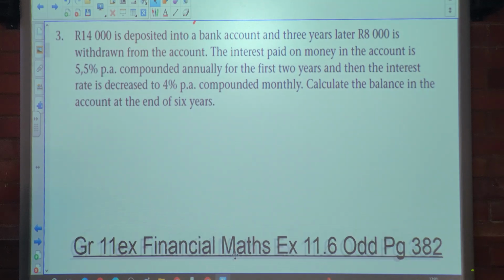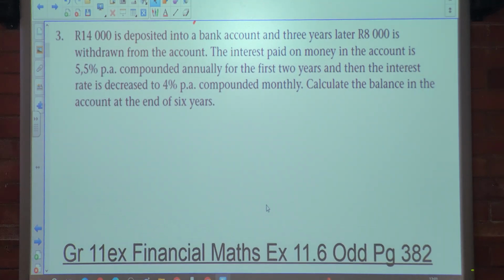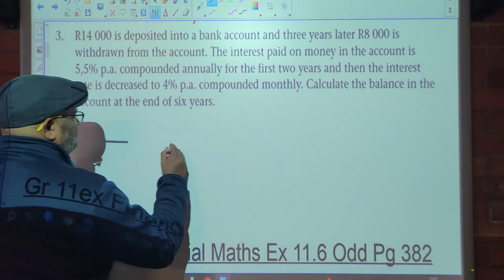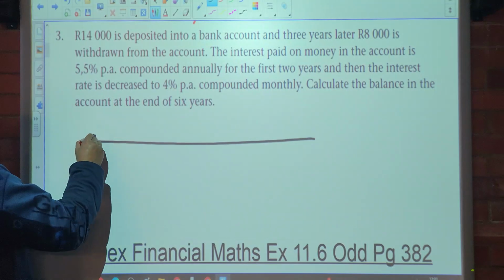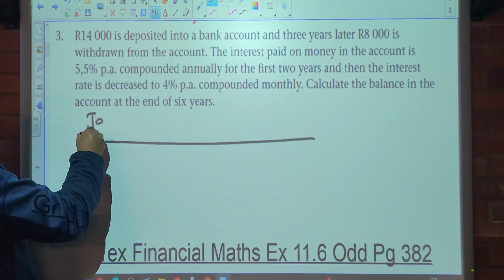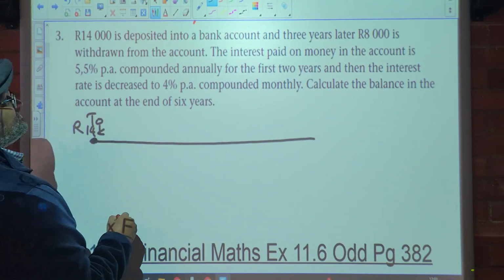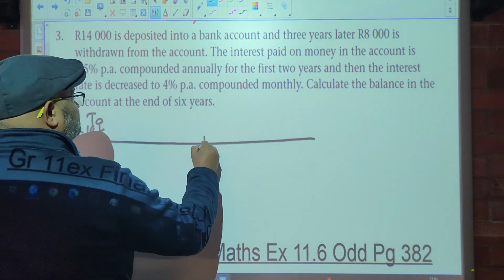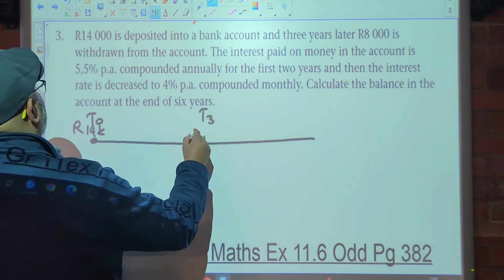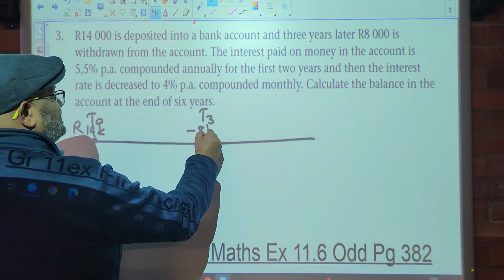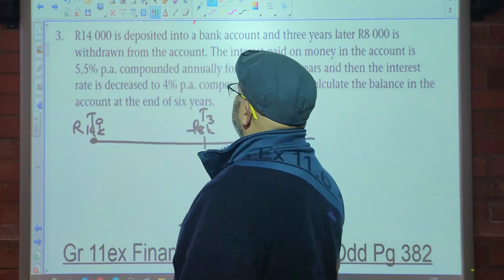Number 3, sorry. Here we are told that 14,000 rand is deposited into an account. And 3 years later, 8,000 rand is withdrawn. So here again, timeline. All of these questions will deal with timeline. So 14,000 rand is deposited into a savings account. 3 years later, 8,000 rand is withdrawn. So it's minus 8,000. You all agree with that?